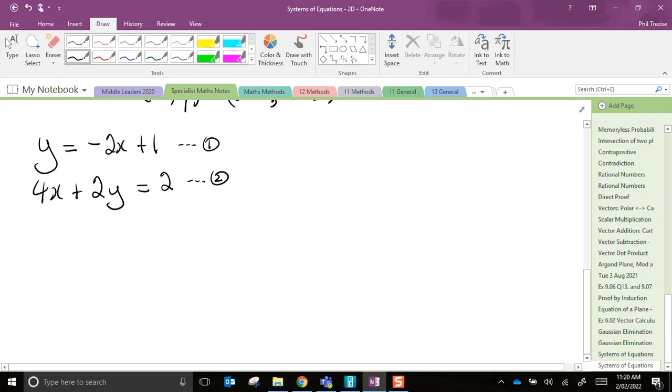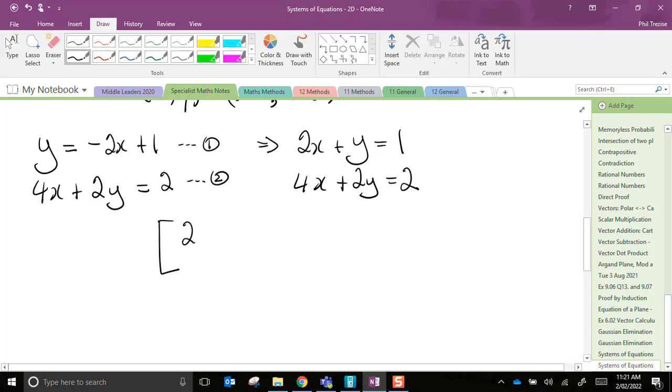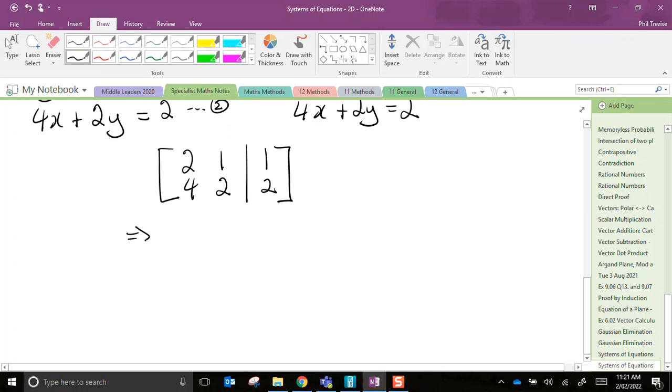Now I will need to rewrite that first equation in standard form. So this first equation, I'd transpose the 2x, I still have plus y equals 1. And our second equation, I don't need, it's already standard, it's 4x plus 2y equals 2. Putting this in the form of an augmented matrix, I would have 2, 1, 1, and 4, 2, 2. Now you might already start to suspect that something is going to go a little bit wrong here.